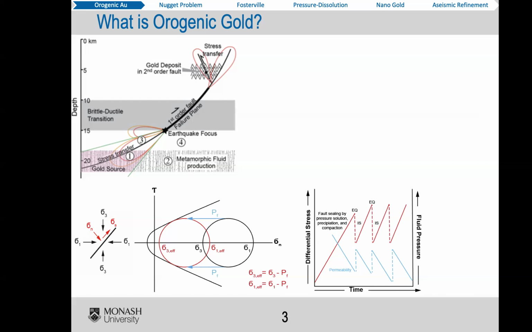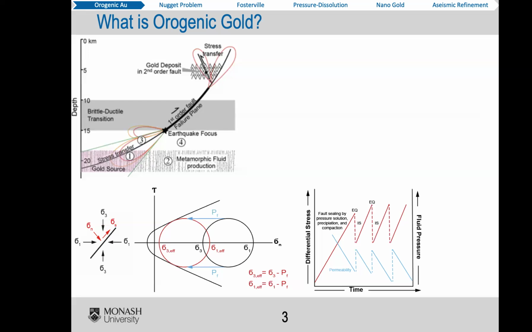In order to make a fault fail, very simply, you want to hit that thing called the failure envelope. So this guy here. The two ways you can do that are to increase differential stress and make this circle really big so you intersect it, or if you put in pore fluid pressure, you can just drive that circle this way. And then your rocks can fail. So pore fluid pressure is quite important when we talk about these deposits.